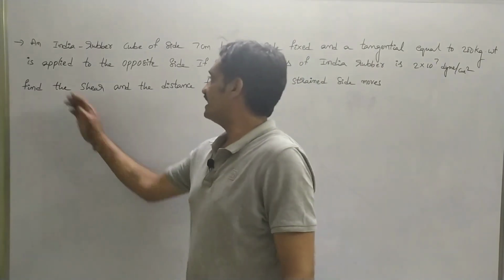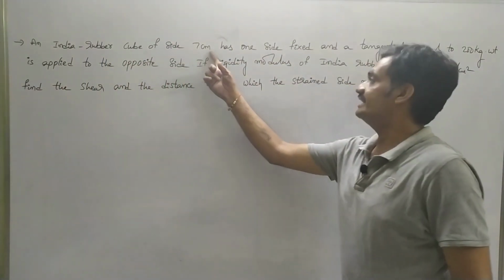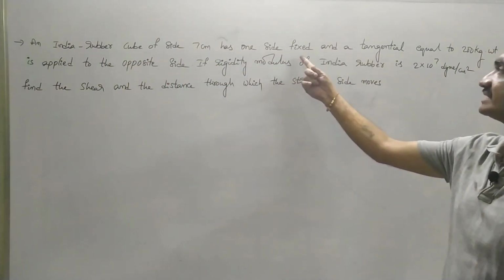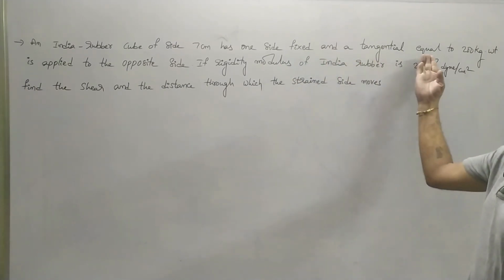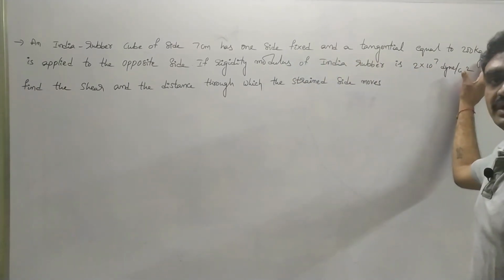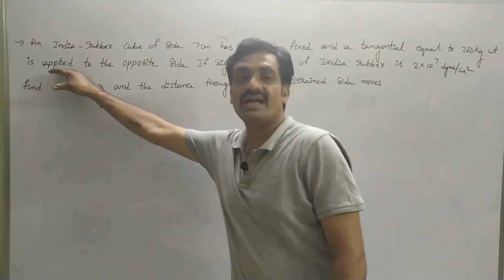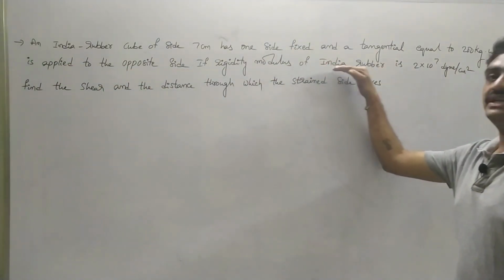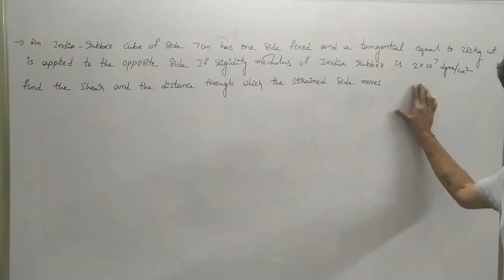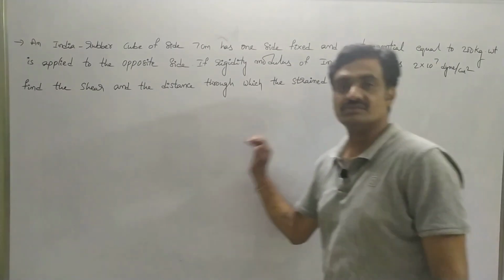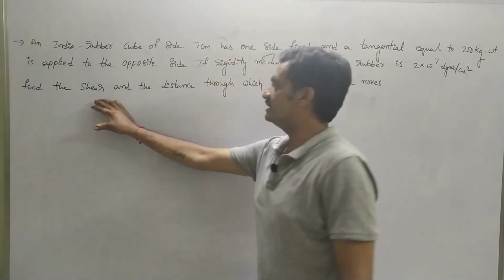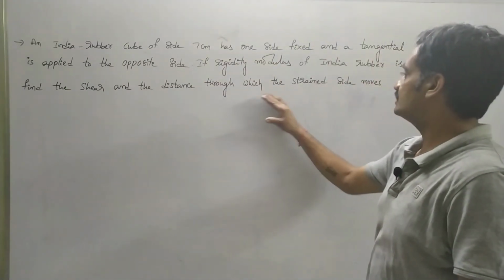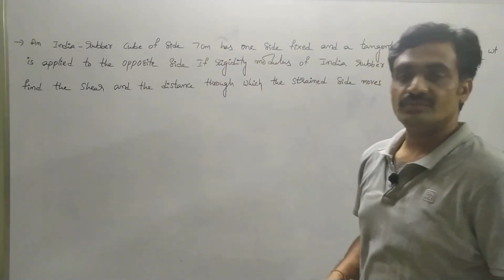Observe the next problem. An Indian rubber cube of side 7 cm has one side fixed and a tangential force equal to 200 kg weight is applied to the opposite side. If the rigidity modulus of Indian rubber is 2 into 10 to the power of 7 dyne per centimeter square, find the shear and the distance through which the strained side moves.